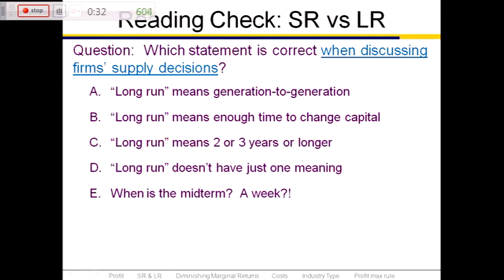3 seconds. 1,001, 1,002, 1,003. Find the stop button. 66%, better than 58, still making me a little nervous.